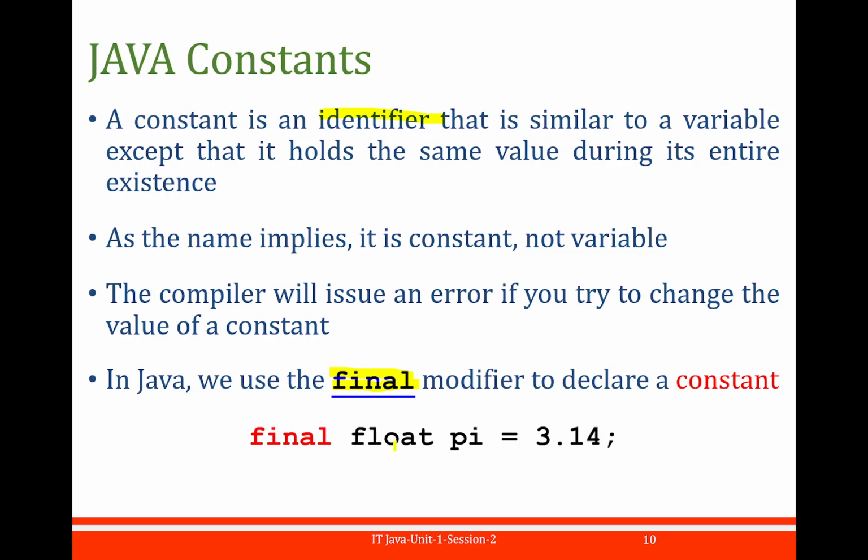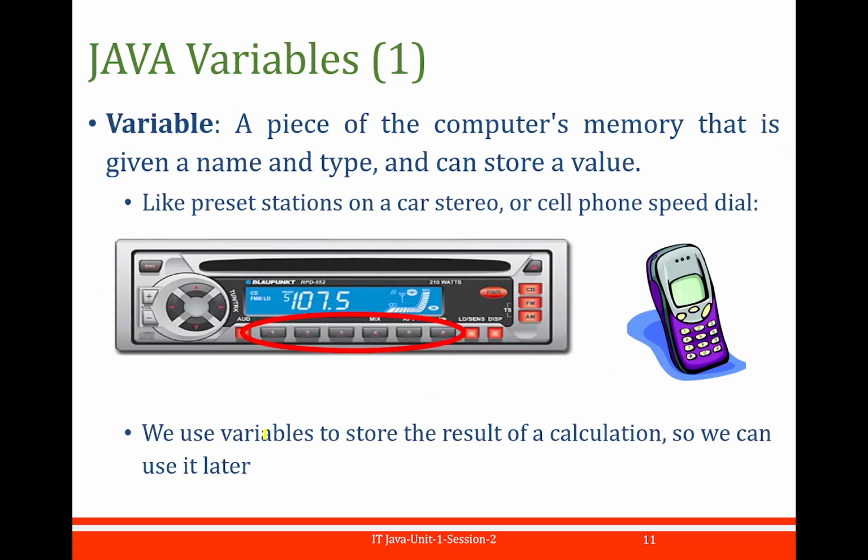If you see in this example, the identifier name here is pi, and we have assigned the value as 3.14, and we have mentioned the data type as float. Since we have given it as final, which means we cannot change this value during the entire program execution. So whichever value we feel should not be changed, we can declare it as a constant by using the keyword final.